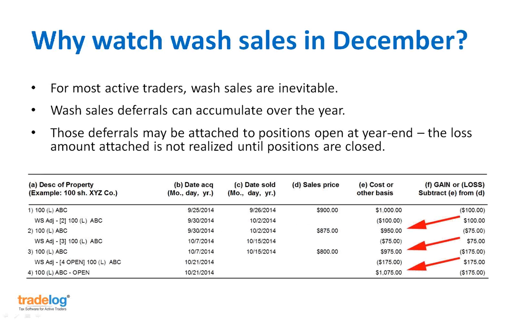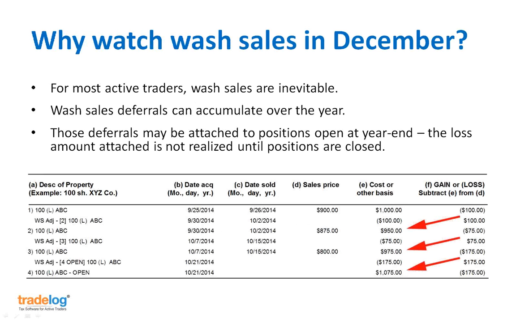So for most active traders, wash sales are inevitable. The only exception is if you have elected Section 475, which is mark-to-market accounting for your securities. If you've elected Section 475, then you're exempt from the wash sale rule. Also, if you trade Section 1256 contracts, which include some broad-based index options, ETF options, and futures, those are automatically treated with mark-to-market, so wash sales don't apply to those. But for most traders and investors who are trading stocks and options, wash sales are inevitable. They're going to happen throughout the year.